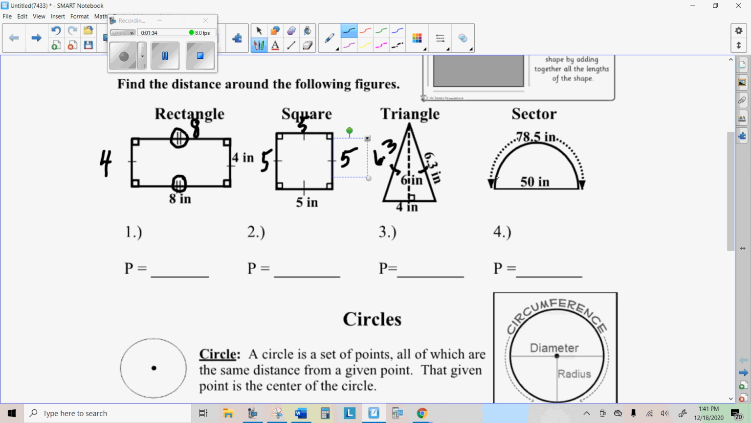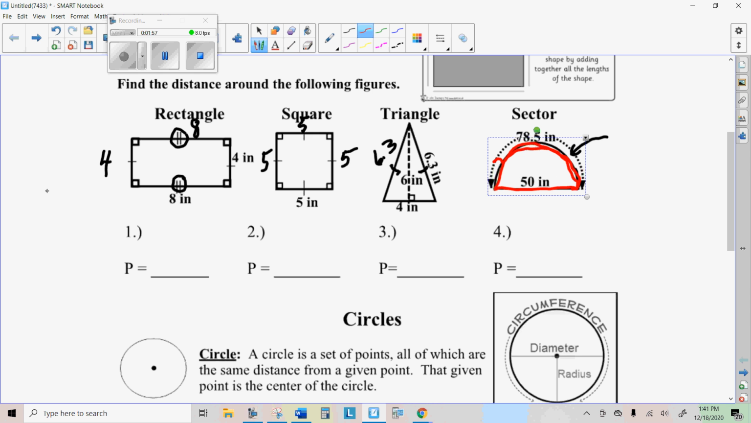On a sector, in order to find the perimeter, and we might call that half of the circumference since it's part of a circle, we have two parts to measure. Let me do this in red. The distance, the circular distance, plus the distance across, which looks like a diameter. All right, so you just need to add those two.